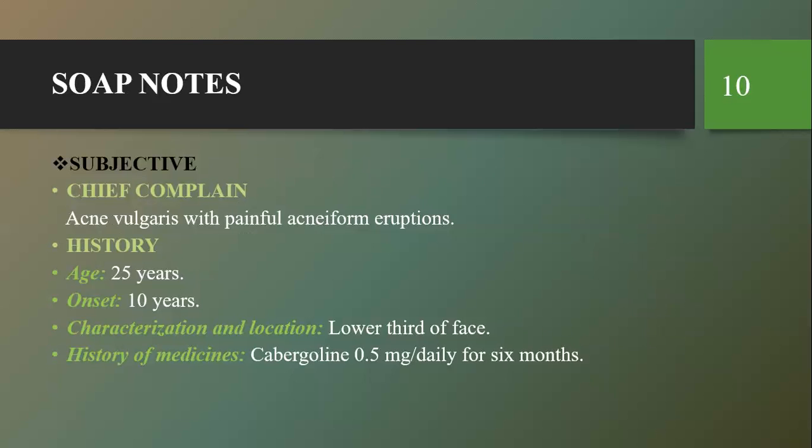Now we will make SOAP notes for giving a treatment plan. Firstly, subjective, which contains the chief problem: acne form eruptions with acne vulgaris. Then history of the patient is age 25 years, onset 10 years, characterization and location is lower third of face. History of medicine, cabergoline 0.5 mg daily for 6 months.